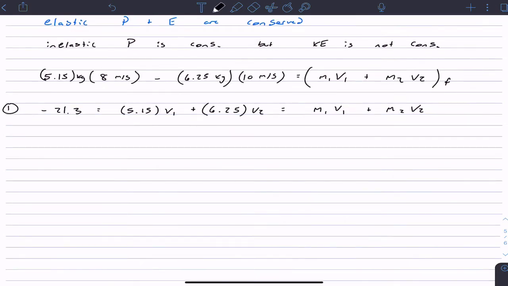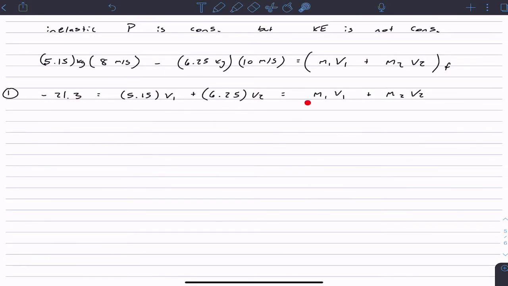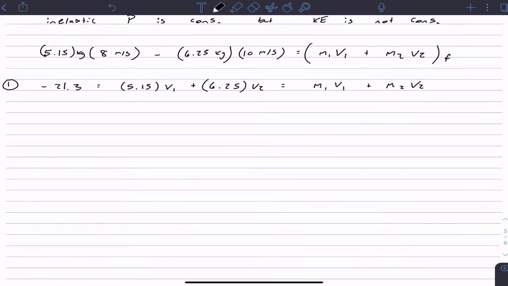Now let's use conservation of energy to find a second equation, because right now we have one equation and two unknowns. So what is the total kinetic energy in the initial phase? This is half times 5.15 kilograms times 8 squared, plus half times 6.25 times 10 squared, and this is equal to the final kinetic energy: half m1 v1 squared plus half 6.25 v2 squared.